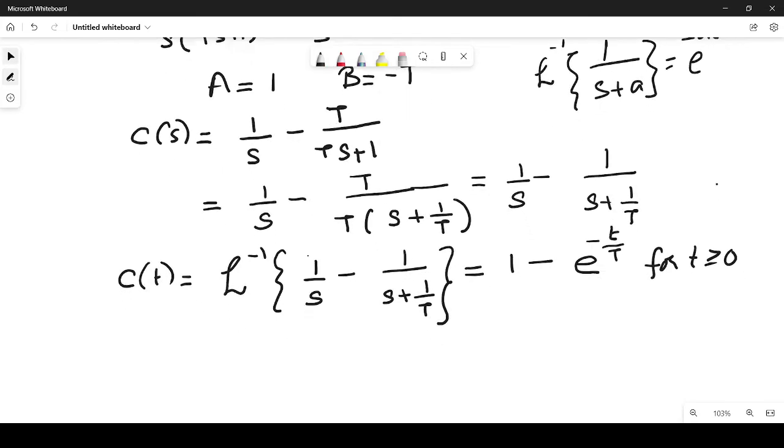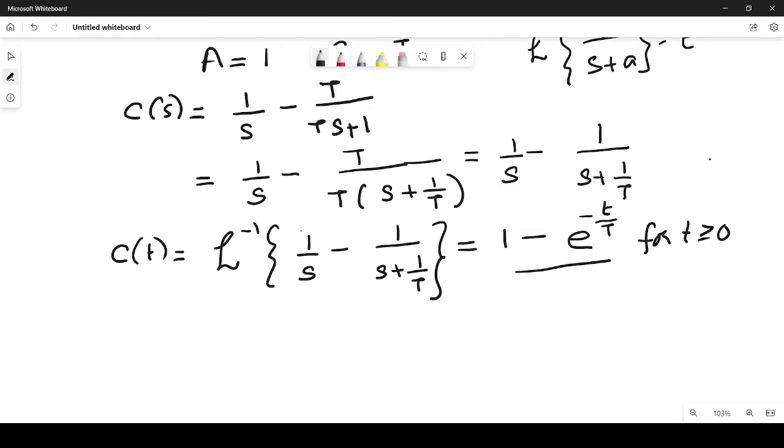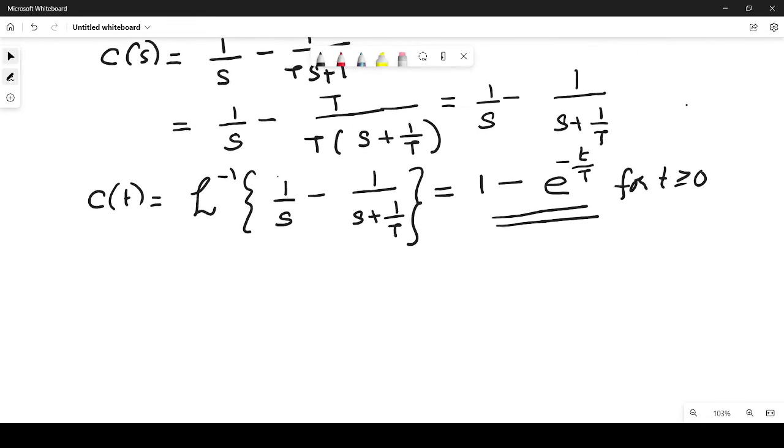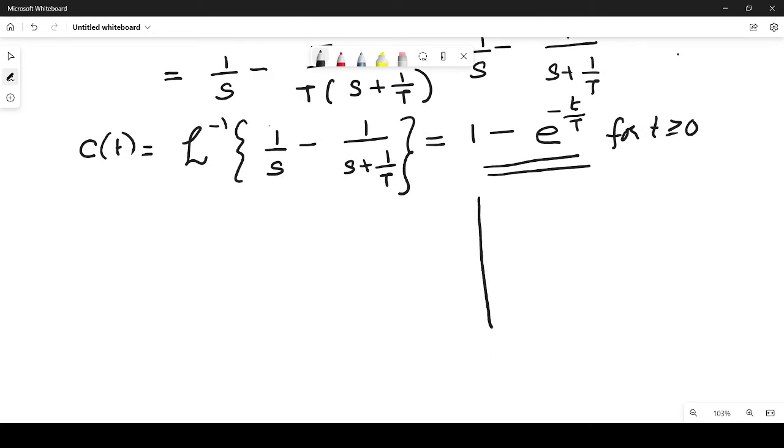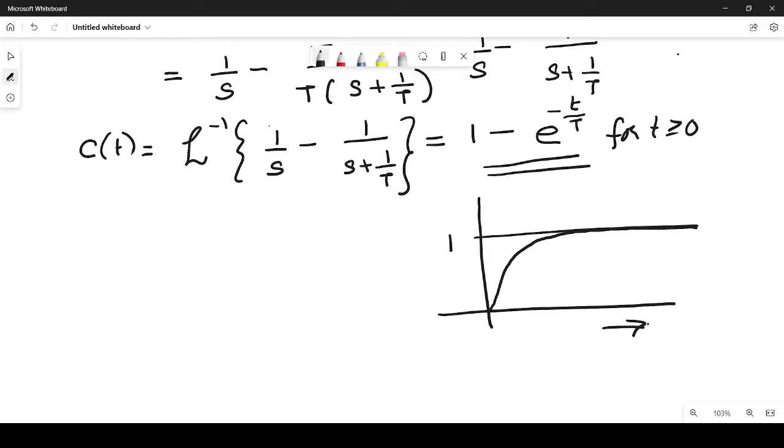So here, this one is the time response for a unit step input for the first order system. When you draw the graph, you will be getting something like this. Unit step means we have given 1, this is the step input. When you take it, the waveform will be growing like this, and this is the time.